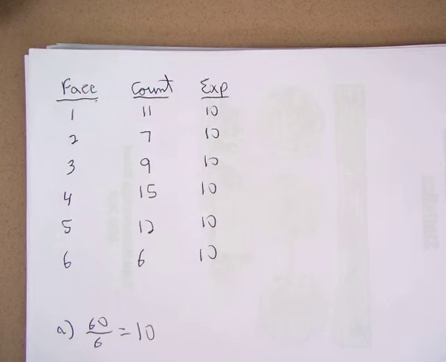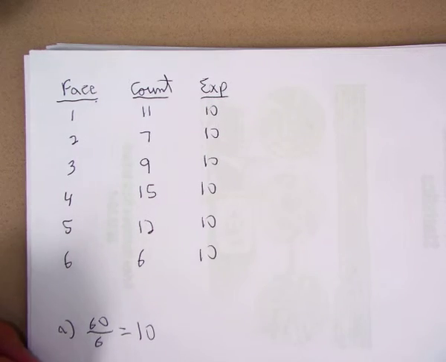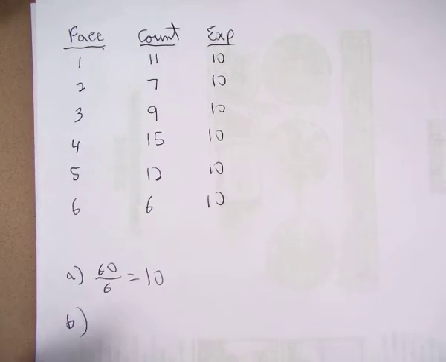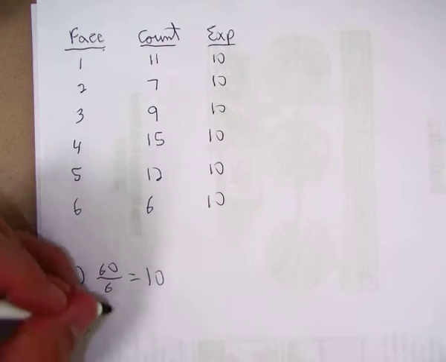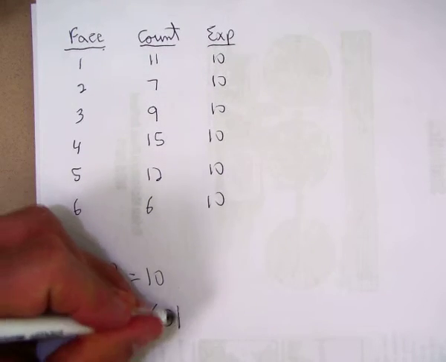Okay. The next question is, what kind of test are we doing here? Well, we're trying to see how a distribution fits the expected distribution. So this is a chi-squared goodness of fit test.